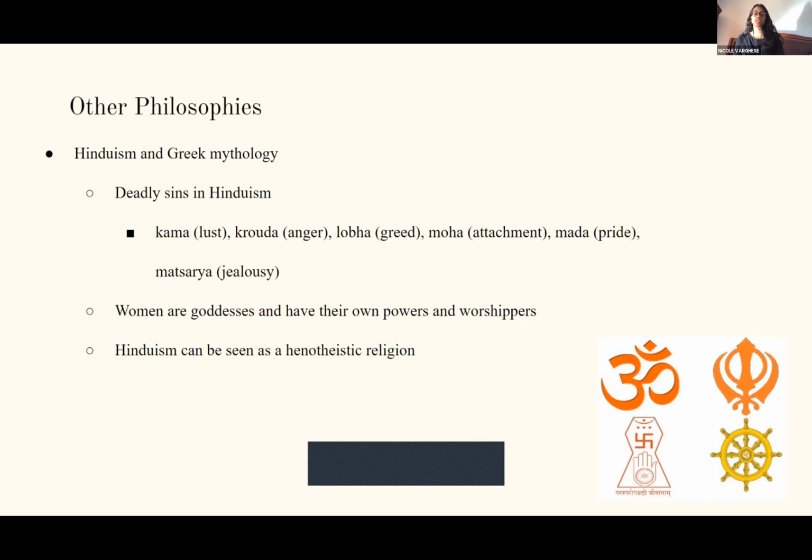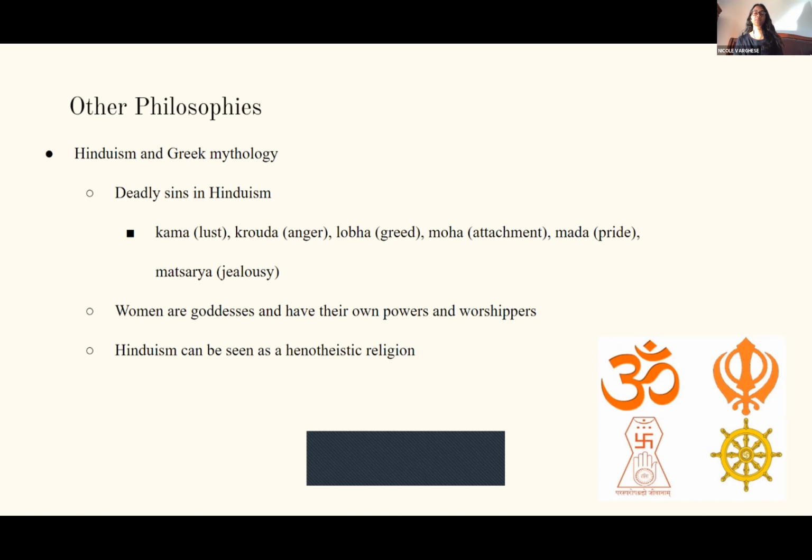When we compare it to Greek mythology, we see that other than the fact that they're both polytheistic religions, just like in Greek mythology, we have the deadly sins. Hinduism also has the 7 deadly sins, which are kama, which is lust, krodha, anger, lobha, greed, moha, attachment, mada, pride, and matsarya, which is jealousy.